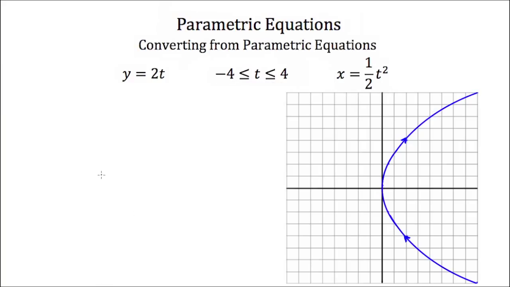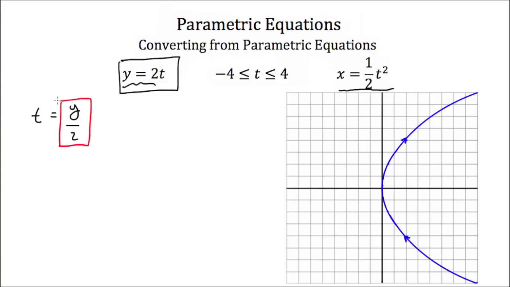So now let's try converting from a parametric equation back into an x and y equation. Here I have the same parametric equations that I did before. And the easiest way to do this is to take the simplest equation and solve it for t. So I'm going to use this y equation, and I'm going to say t is equal to y over 2. Then I'm going to plug this back into my other equation for t. So if I do that, I'll have x is equal to 1/2 times y over 2 squared.